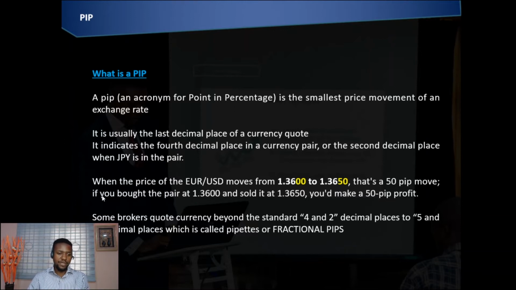So when the price of Euro USD moved from 1.3600 to 1.3650, that's a 50 pip move. So if you bought a pair at 1.3600 and sold it at 1.3650, you have made a 50 pip profit. So let me show you what a pip looks like in the market.